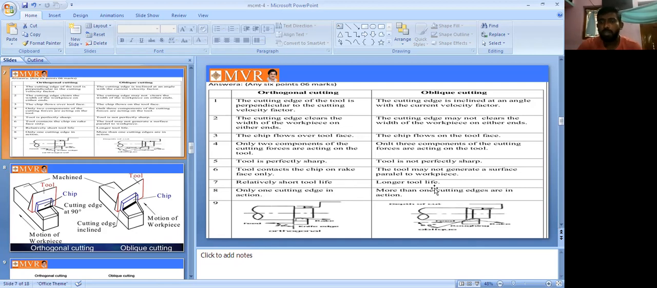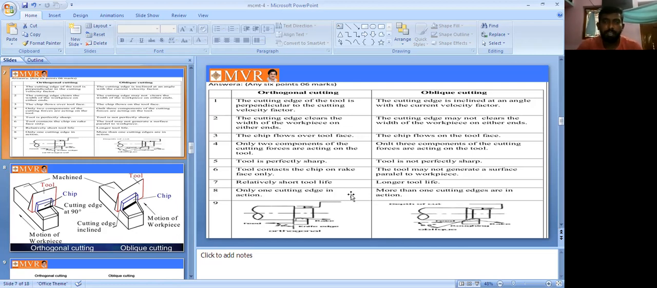So the tool may not generate the surface parallel to the workpiece. So relatively shorter tool life. So here tool life is very short. With a multi-point cutting tool, we can see a longer tool life in oblique cutting.